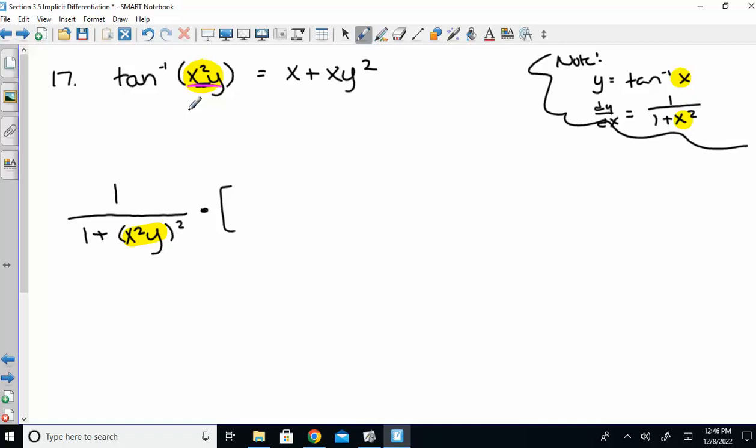What is it called when you do the derivative of the outside and then you keep the inside the same? Chain rule, which is what we're doing right now. The derivative of the outside. So the derivative of tangent inverse is this thing. Yeah. And we kept the inside the same.